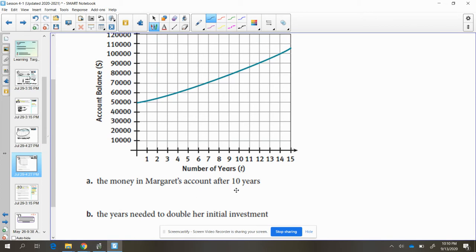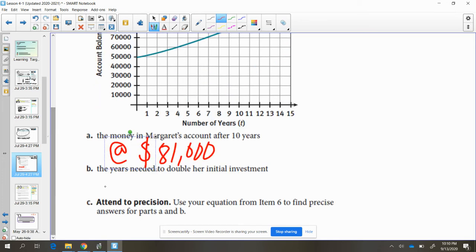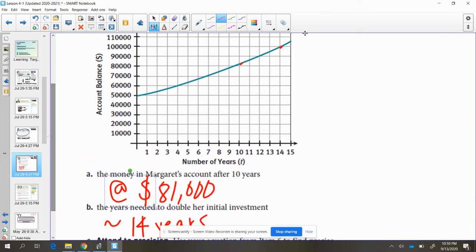A way we could use this. So just approximating on the graph, right here, let's say about 81,000-ish based on the graph. And the time it would take her to double her investment of 50,000, well, to get to 100,000, looks like it's taking a little over approximately 14 years or so, a little more than that, probably. Between 14 and 15, so 14.1, something like that.